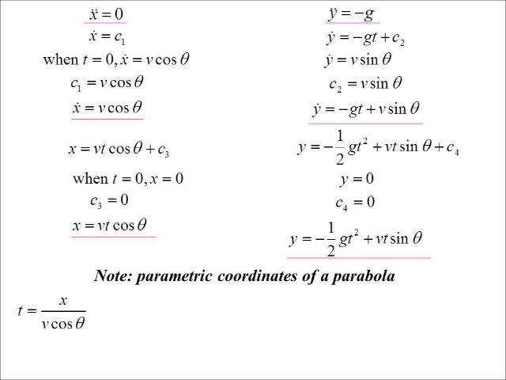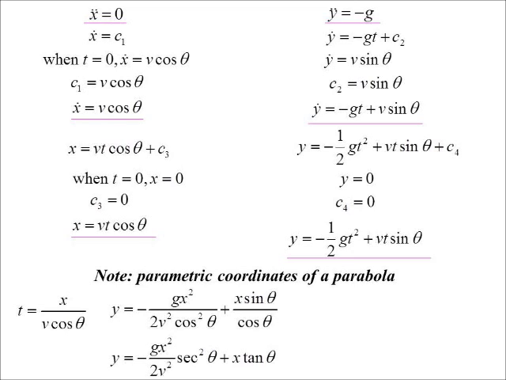Now, I could rearrange x equals v cos theta t for t, sub it in, eliminate the parameter, and we come up with the Cartesian equation eventually. Tidying up, we've got sec squared plus x tan. It's nicer to make it all tan so it looks the same. We end up with a quadratic equation, so gx squared on 2v squared and so on. So it is possible to create the Cartesian equation. Then we have a choice how we want to work with this: do we want to use parametrics, or do we want to use our Cartesian equation?